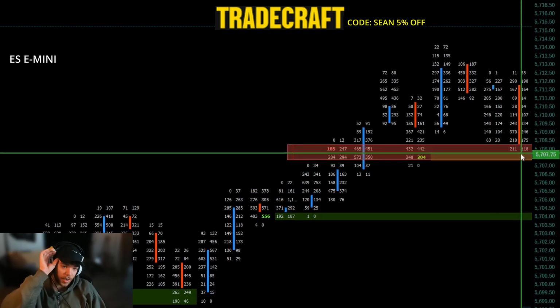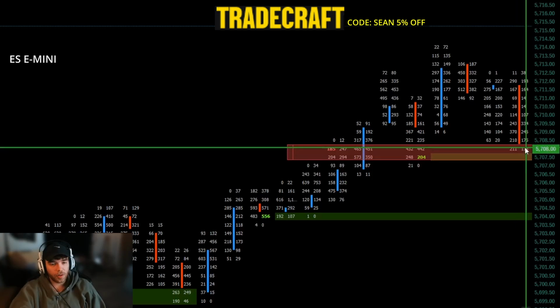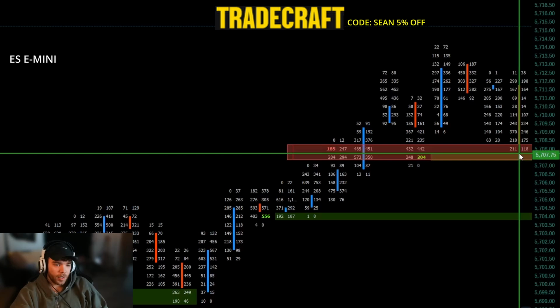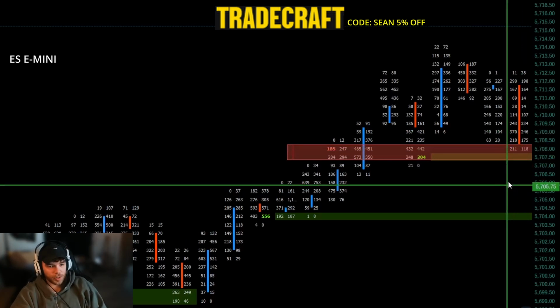All right. So we did get a close at the bottom of this candle up down here at the 708s, which I don't really like, taking aggressive low closing candles like this.